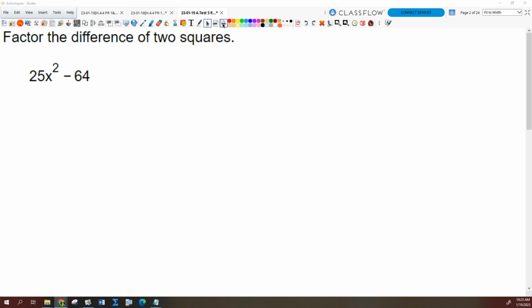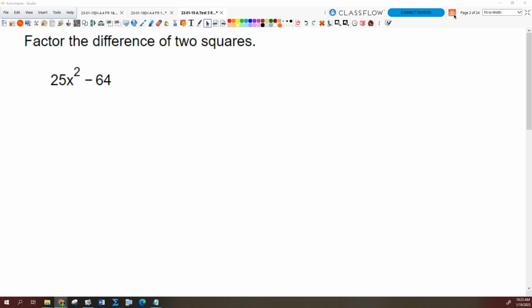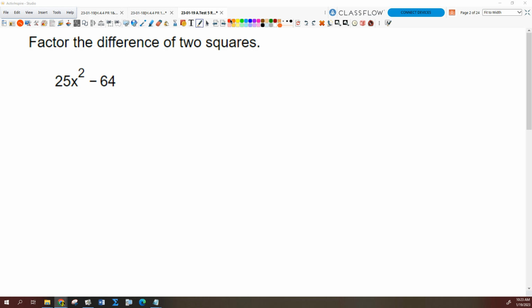Factor this as the difference of two squares. If we're going to use the difference of squares pattern, let's quickly remind ourselves about that one. a squared minus b squared equals what? How does difference of squares factor? a minus b times a plus b. There it is. Can we make our expression look like a difference of squares? Something squared minus something squared.